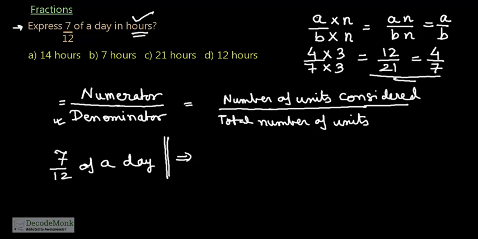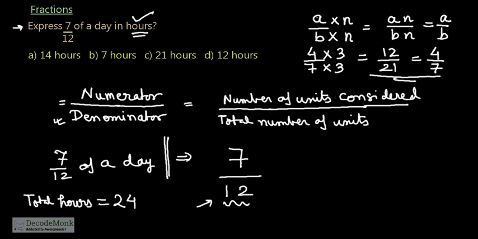Coming to our question, we can see that 7 by 12. Because we have to express 7 by 12 of a day in hours, we need to consider converting this denominator into the total number of hours in a day. So the total number of hours in a day is 24, but our denominator is 12. So what do we need to multiply 12 by to make it 24? For that we need to divide 24 by 12.